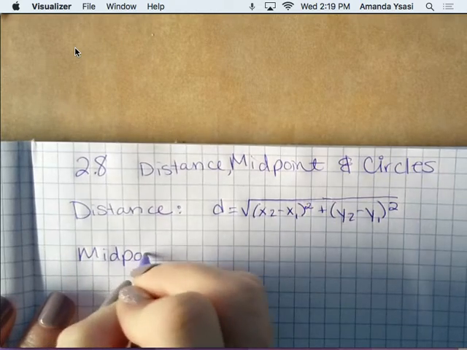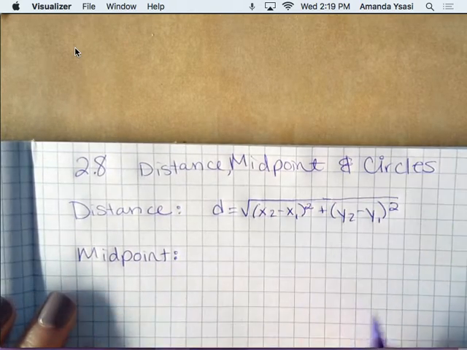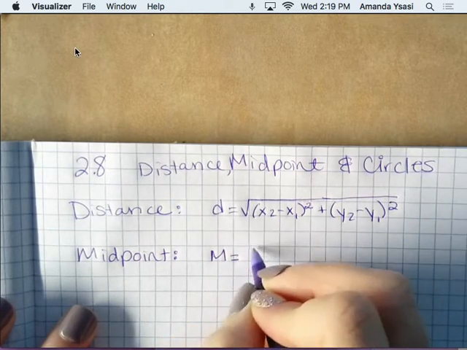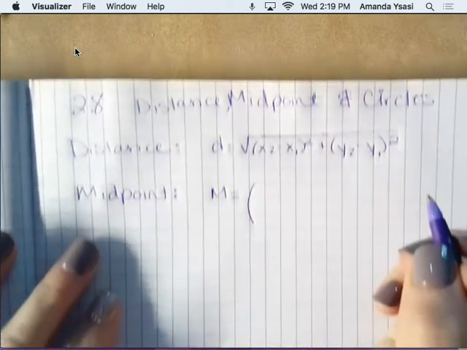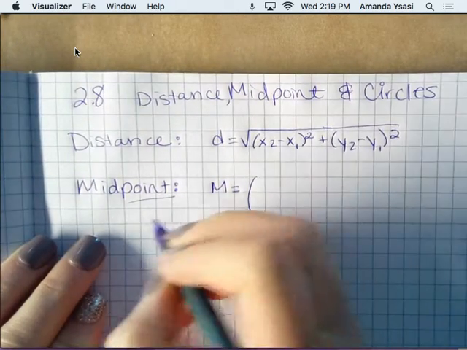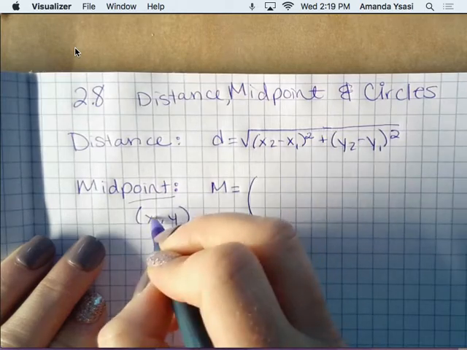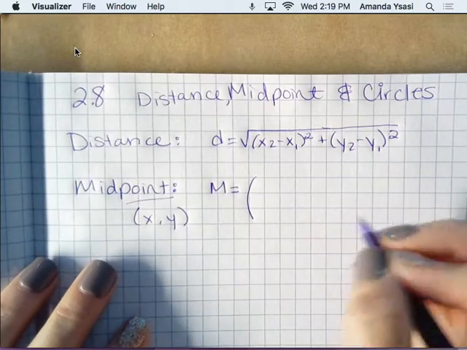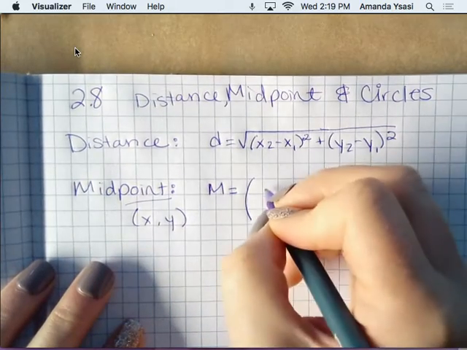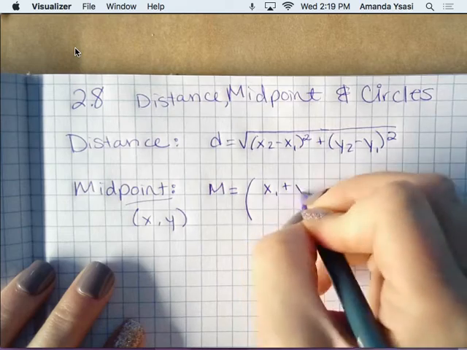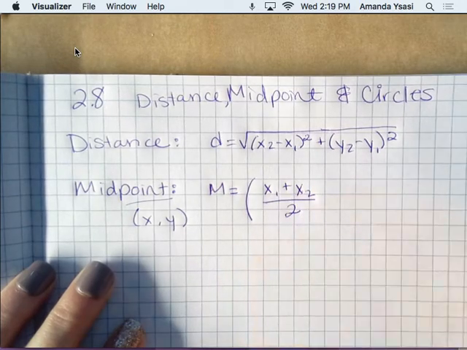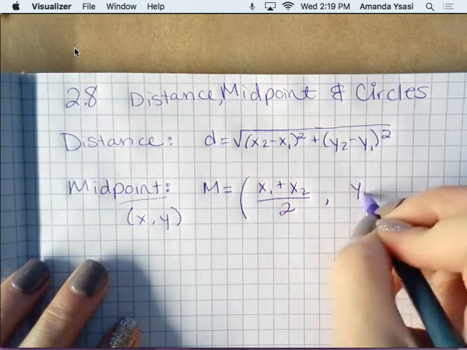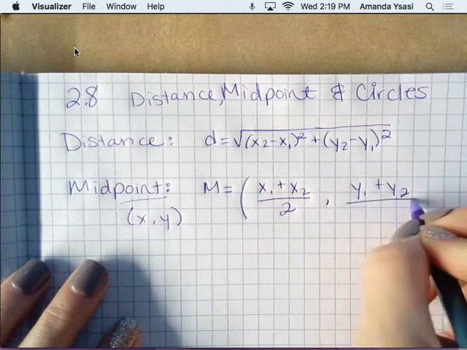And then midpoint is found m equals, it's going to be an actual point because it's a midpoint. So our answer will be as an xy, as a coordinate on the graph. To find the midpoint, you take the average of the x values and the average of the y values. To find the average, you add the two x's up and divide by 2, comma, y1, add the y's up and divide by 2.